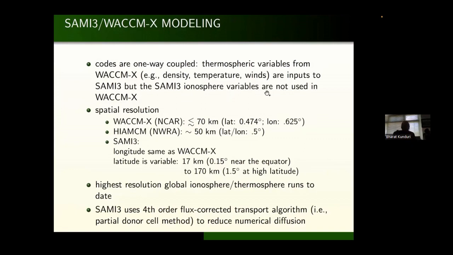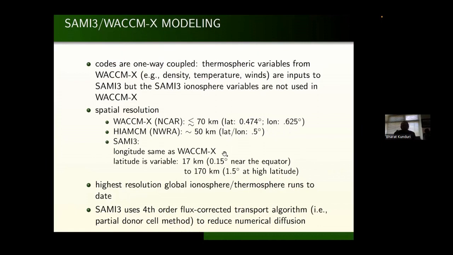So in terms of spatial resolution, for the WACCM-X results I'll show today, the longitude resolution is 0.625 degrees and latitude is less than a half. So we have a grid scale on the order of 70 kilometers or smaller globally. I'll show a little bit from HIAMCM, but they're a little bit finer scale at a half a degree. So we have 50 kilometer grid resolution.